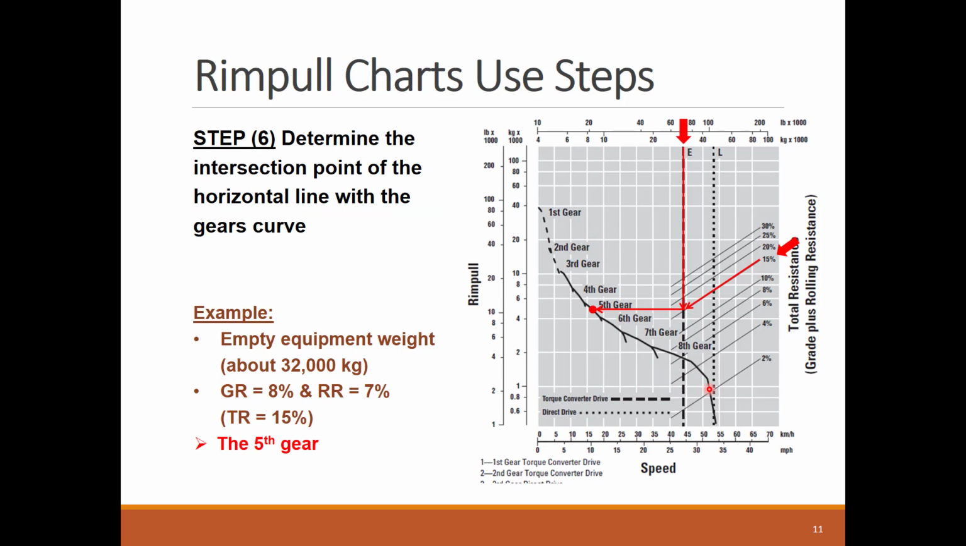So if we draw a horizontal line from the weight-resistance intersection point towards the chart curve, we will hit the fifth gear. This means that the equipment will be able to move with the weight and overcome the total resistance by operating on the fifth gear.